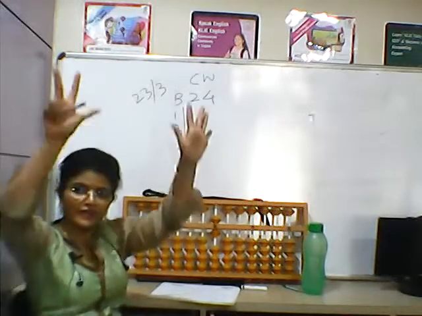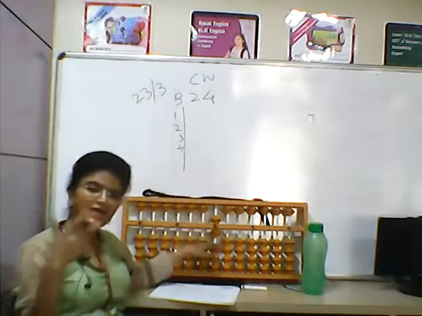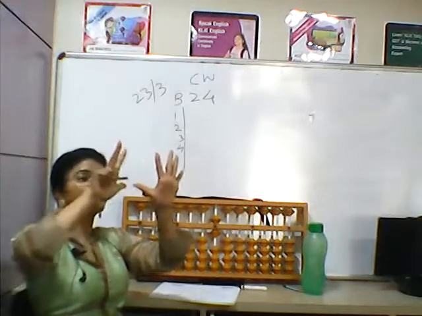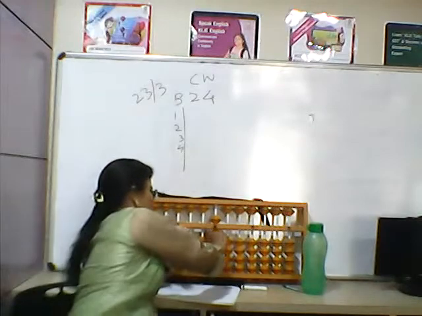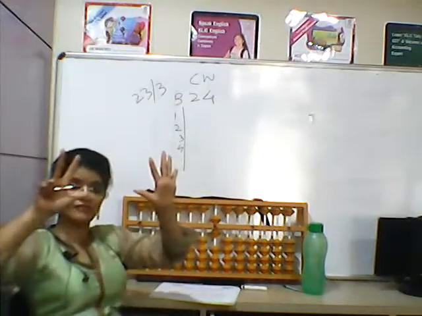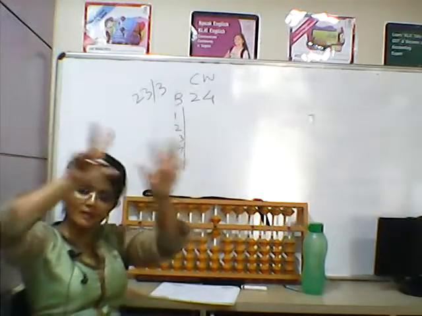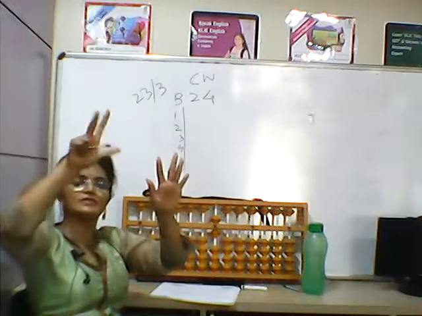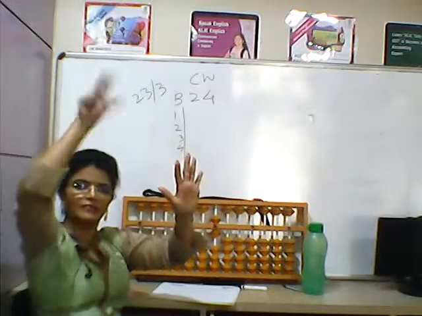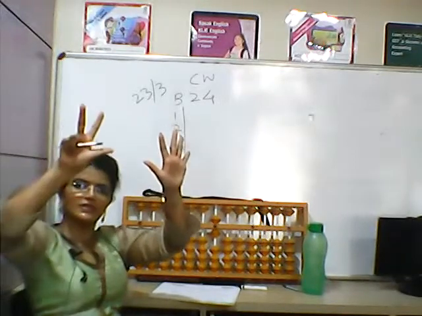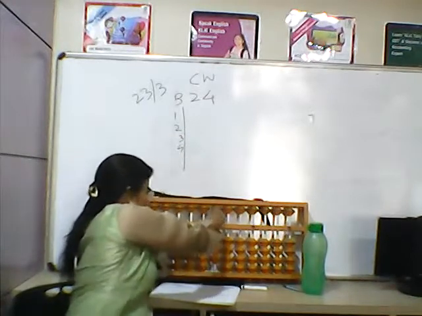8, 5 and 3, close action. 8 directly to nahi hai. So, 8 ka friend, minus 2, plus 10. Minus 2 to nahi hai. So here do you make complement: plus 3, minus 5, plus 10. 3 up, 5 up, 10 up.